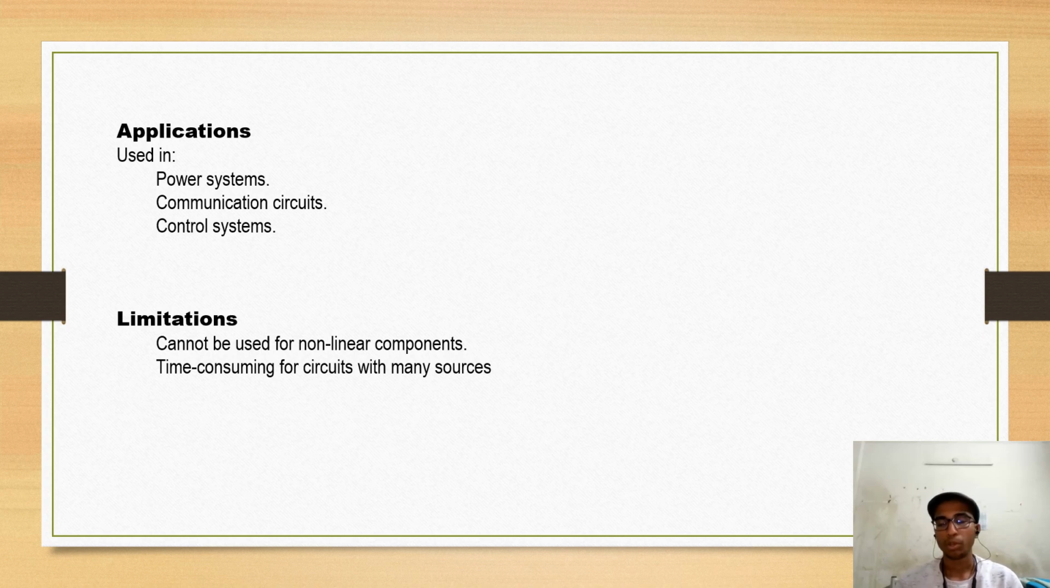Limitations. The superposition theorem is only used for linear components. It cannot be used for nonlinear components. Another limitation is that circuits with many sources are time-consuming. It means that if a circuit consists of more than two or three sources, it will be time-consuming for us to solve. So it is easier to solve with two or three sources. That's it.